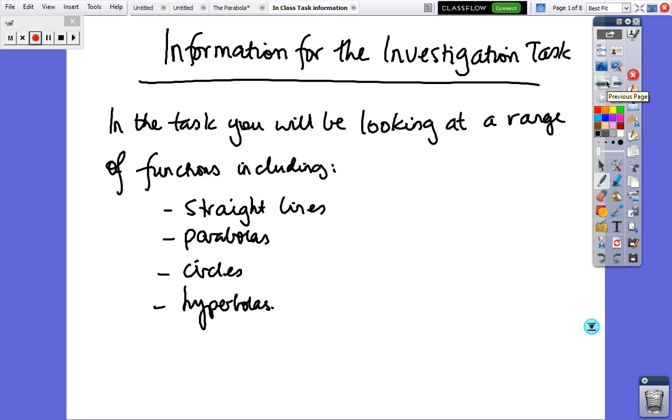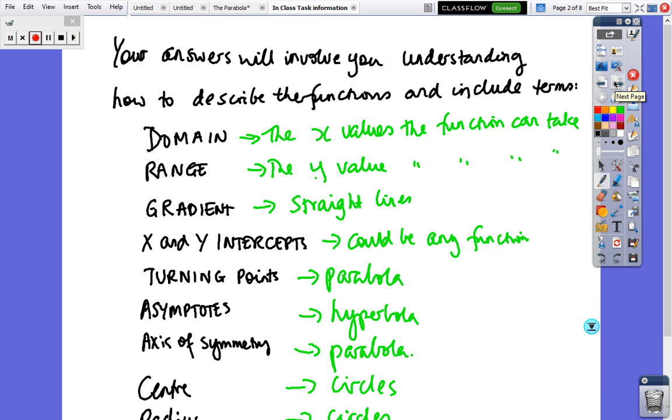So in the task, you'll be looking at a range of functions, including straight lines, parabolas, circles, and hyperbolas. Okay, so your answers, using Desmos or some other graphing technology, you'll be asked to describe functions and include terms: domain, range, the gradient, intercepts, turning point, asymptotes, axial symmetry, center, and radius.